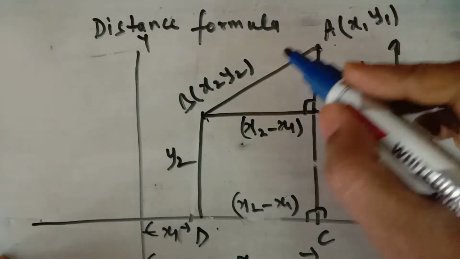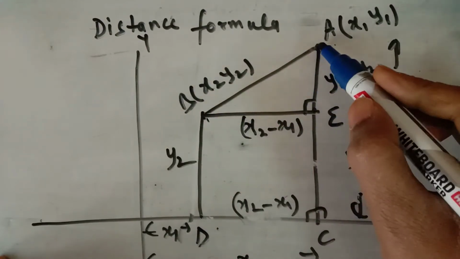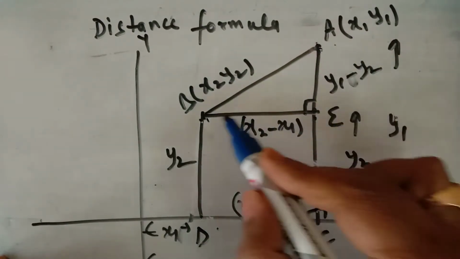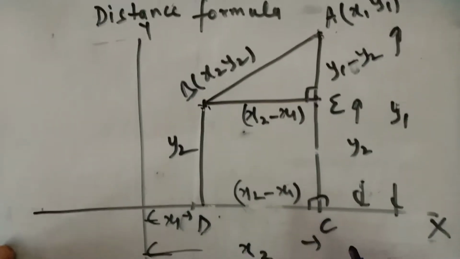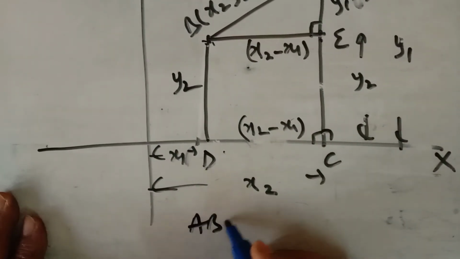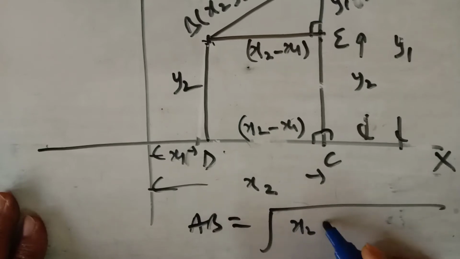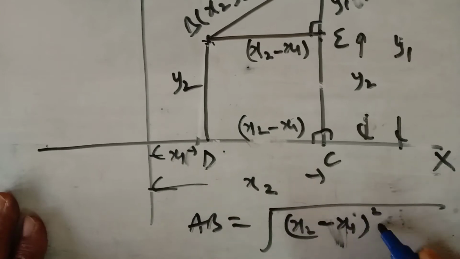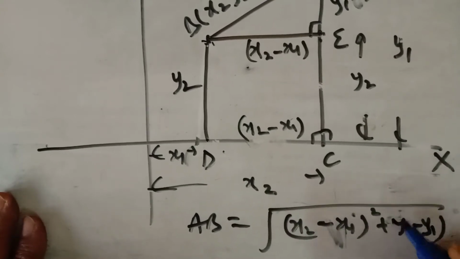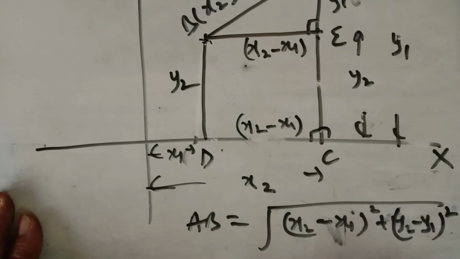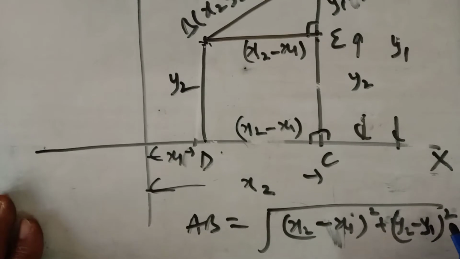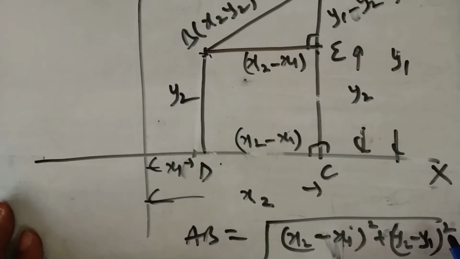It can be reversed. Now by using the Pythagoras theorem, in this triangle AB square is equal to AE square plus BE square, it will be equal to AB, the distance between these 2 points. Using the Pythagoras theorem, (x2 minus x1) whole square plus (y2 minus y1) whole square. That is the distance between the 2 points when its coordinates are given. This formula is known as the distance formula. Under root (x2 minus x1) whole square plus (y2 minus y1) whole square, distance between the 2 points.